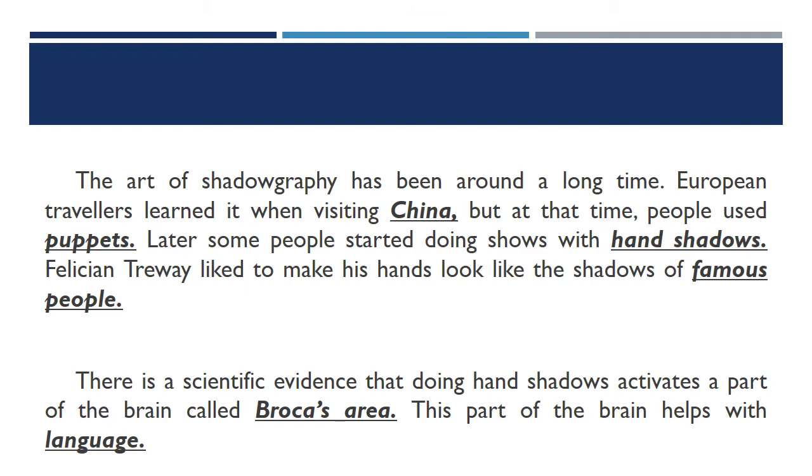But at that time, people used blank, puppets. Later, some people started doing shows with hand shadows. You will have to remember that earlier, first they were doing it with puppets and then they started with hand shadows. Felicien Trewey liked to make his hands look like the shadows of famous people. There is a scientific evidence that doing hand shadows activates a part of the brain called Broca's area. This part of the brain helps with language.